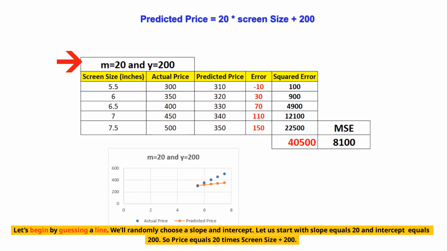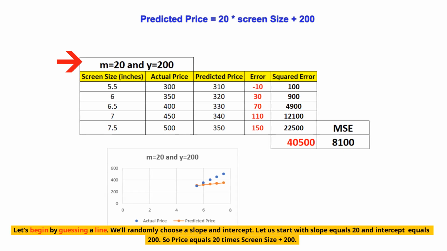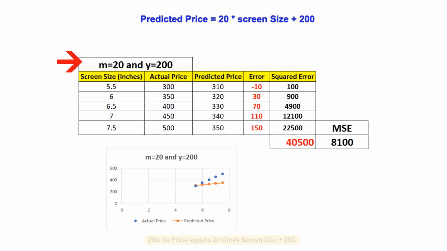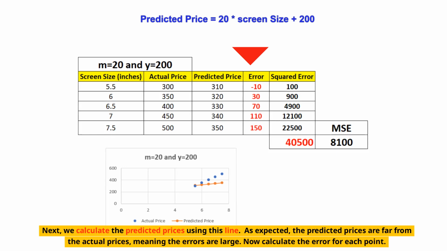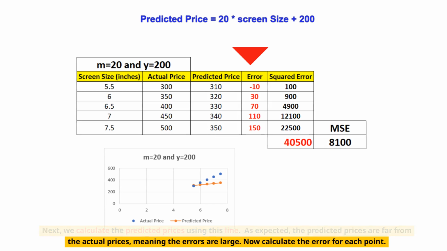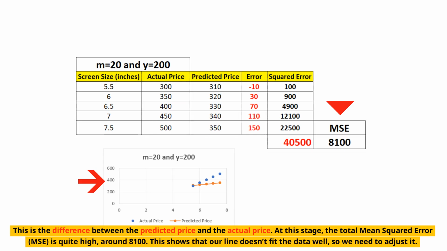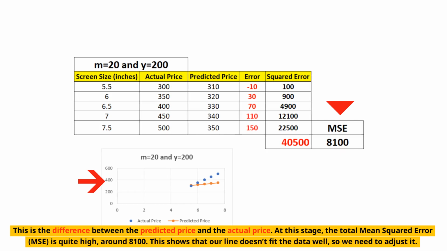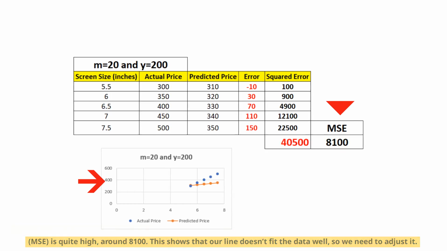Let's begin by guessing a line. We'll randomly choose a slope and intercept. Let us start with slope equals 20 and intercept equals 200. So price equals 20 times screen size plus 200. Next, we calculate the predicted prices using this line. As expected, the predicted prices are far from the actual prices, meaning the errors are large. Now calculate the error for each point. This is the difference between the predicted price and the actual price. At this stage, the total mean squared error, MSE, is quite high, around 8100. This shows that our line doesn't fit the data well, so we need to adjust it.